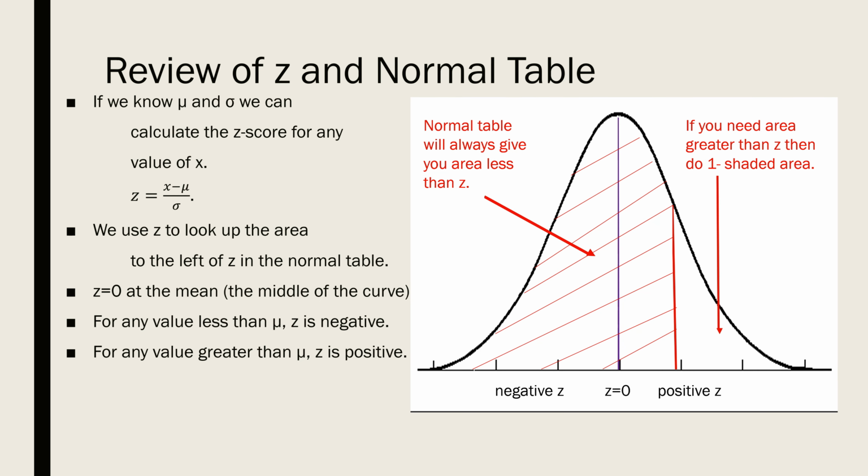Here is a review of z and the normal table. If we know mu and sigma, we can calculate the z-score for any value of x. We use the z-score to look up the area to the left of z in the normal table. If z equals 0, it means it is at the mean or middle of the curve. For any value less than mu, z is negative. For any value greater than mu, z is positive. The normal table will always give you the area less than z. So if you need an area greater than z, then you do 1 subtract the shaded area.